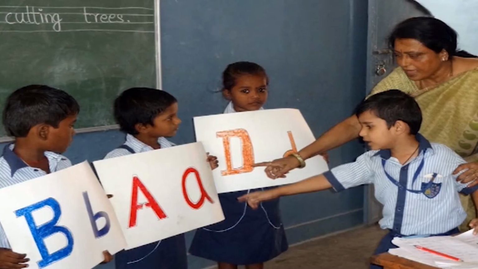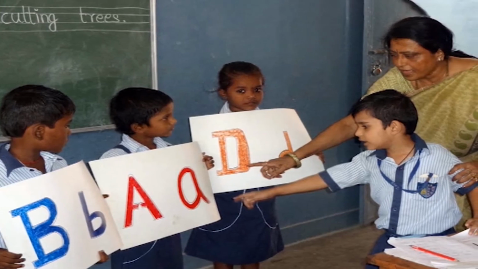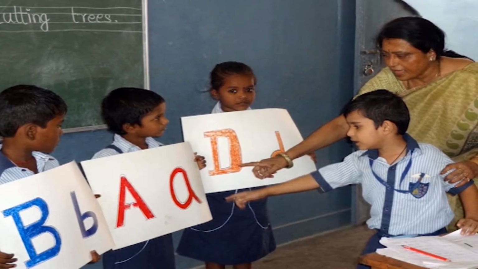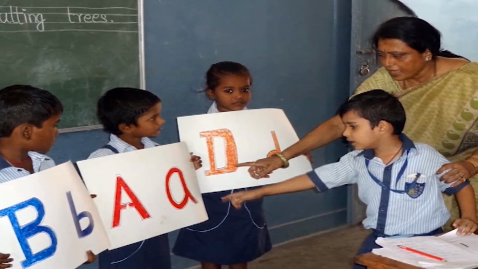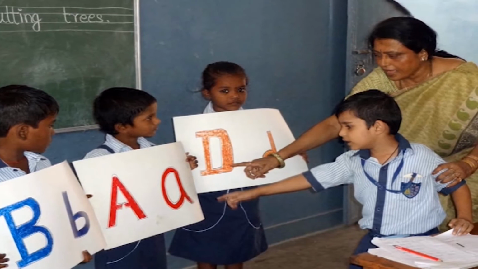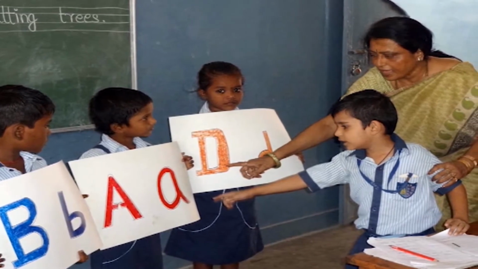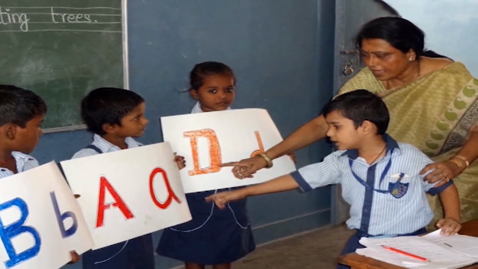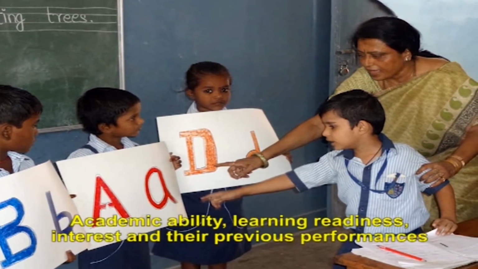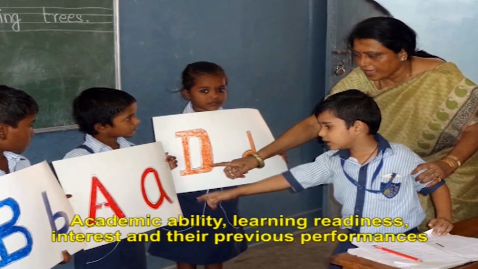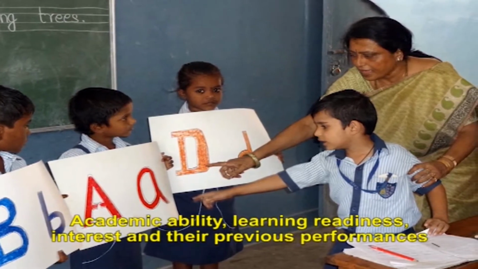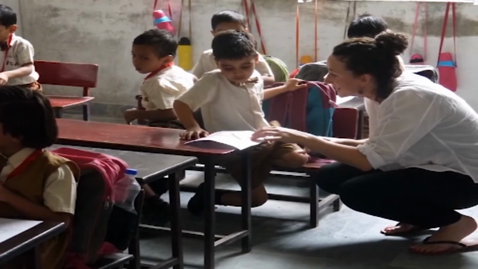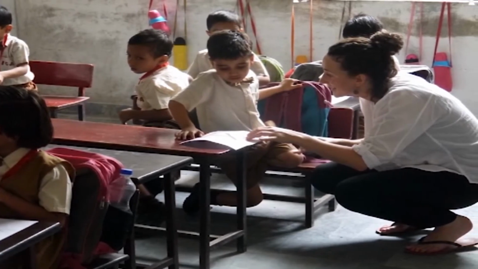The first step in curriculum adaptation is to determine the need for curriculum adaptation. It is the responsibility of the classroom teacher to identify whether curricular adaptation is needed in her classroom. For that, a teacher should know his or her students in terms of their academic ability, learning readiness, interest, and their previous performances.